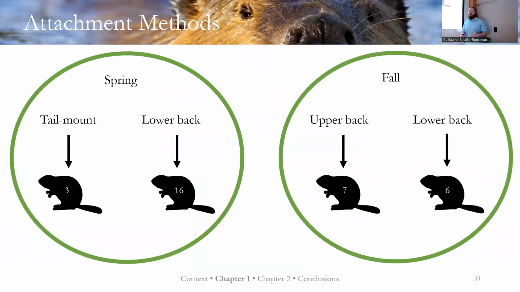So moving on to how many I actually deployed. In the spring, I had 3 tail mounts that we deployed, and then 16 lower back mounts. And then in the fall, I deployed 7 upper back mounts and 6 lower back mounts. And I get that's a pretty wonky distribution, and so I'll explain really quickly.